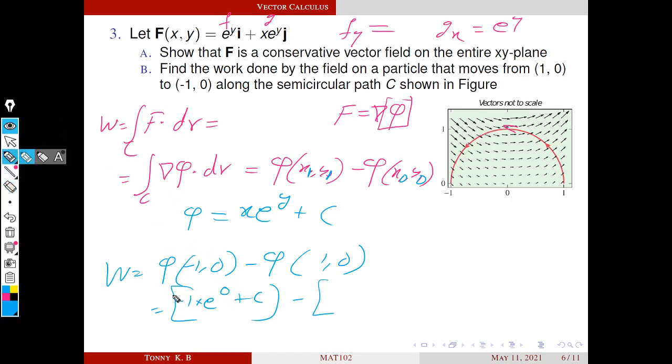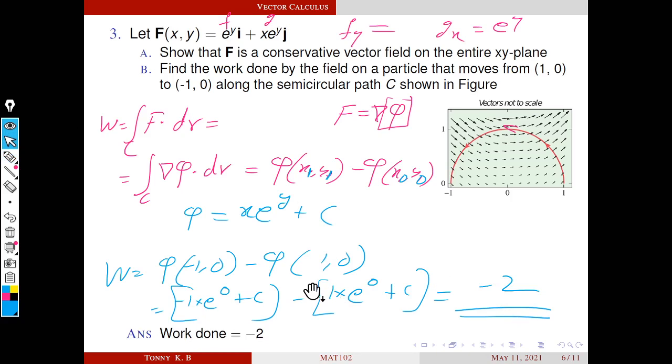So what is phi of minus 1 0? Phi of minus 1 0 is minus 1 times e raised to 0 plus constant of integration, minus, what is phi of 1 0? Phi of 1 0 is 1 times e raised to 0 plus c. So you can cancel these two constants. The final one is minus 1, and it's also minus 1, so minus 2. So this is the total work done. Yes, work done is minus 2.